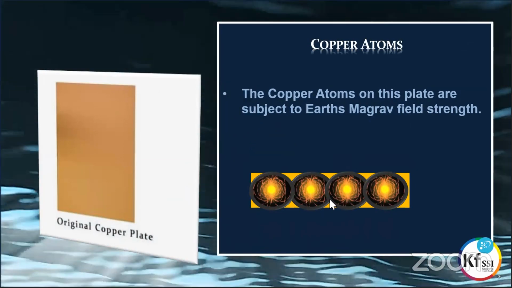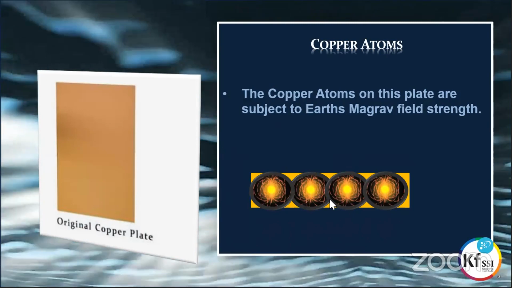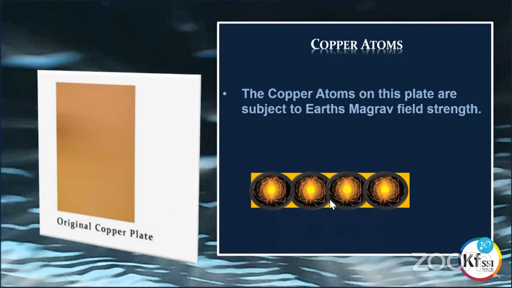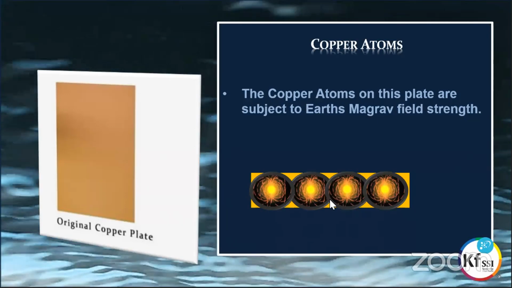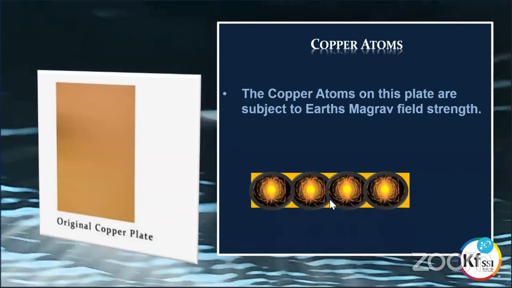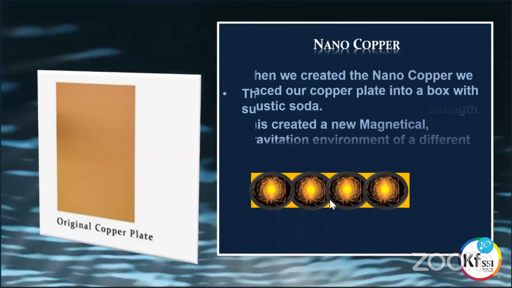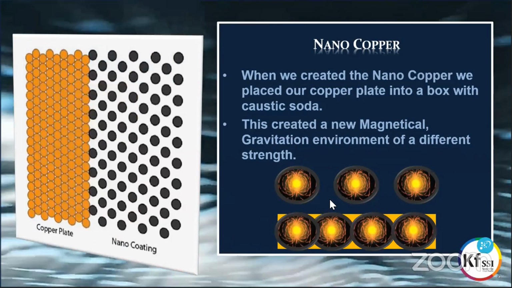To understand these concepts, look at the copper atoms on this plate. They are subject to Earth's magnetic gravitational field strength, and that's what we see as the matter. The atoms, the plasmas, are very, very close together. We've learned about the nano-copper, and we create our nano layering.